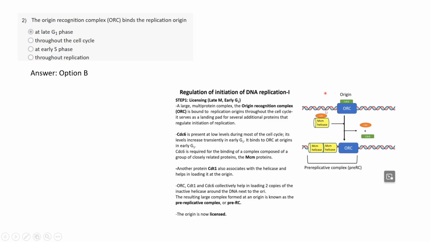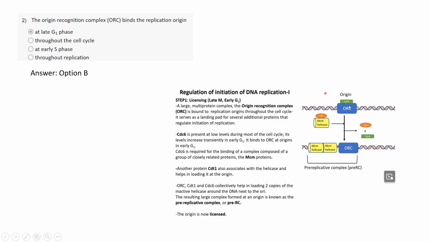So that origin recognition complex is bound to the origin, and it serves as a launching pad for the additional proteins over there. But these ORCs are present throughout the cell cycle.